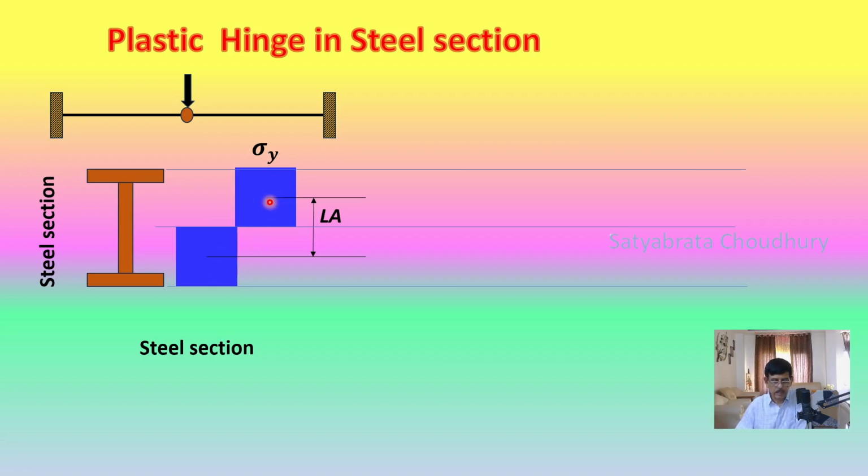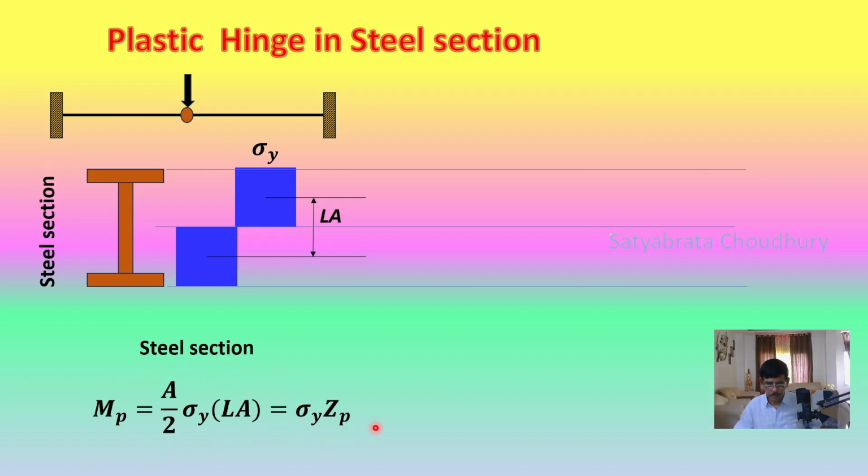Now if I take the center to center distance of the blocks, this is called the lever arm. So the plastic moment of resistance will be given by half the area. This plastic neutral axis is also called equal area axis, because it divides the section into two equal halves. So area divided by 2 into stress sigma y into lever arm, which you can reduce to sigma y into ZP, the plastic section modulus ZP.